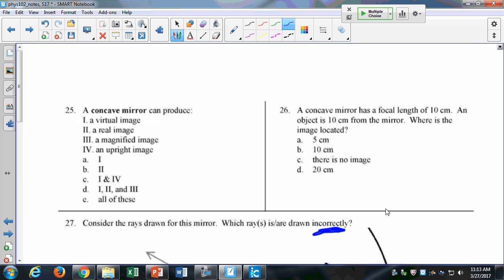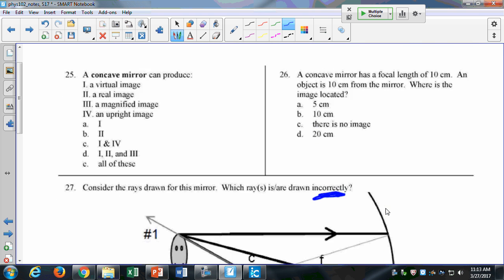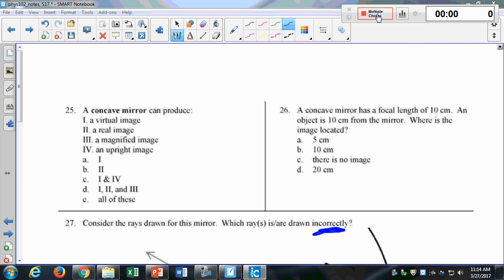You'll see some simple problems like number 26. Let's just try out number 26. A concave mirror has a focal length of 10 centimeters. Notice I didn't tell you if it's positive or negative, and I never will. So you'll need to decide, is it positive 10 or negative 10? An object is 10 centimeters away, where is the image located? You're using the mirror equation on that one to find the image position, Q.